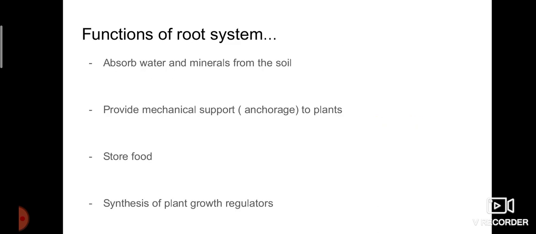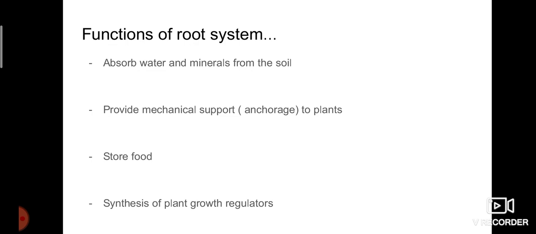Okay, and functions of the root system. What is the main function? Absorb water and minerals from the soil. We know that in soil, water and minerals are present in dissolved form. They are dissolved with water, isn't it? So, roots absorb water and minerals from the soil.